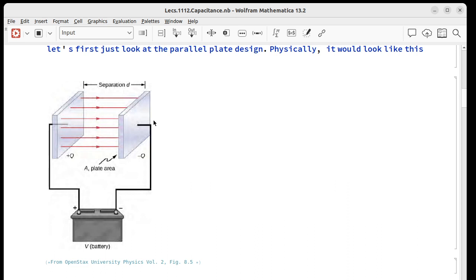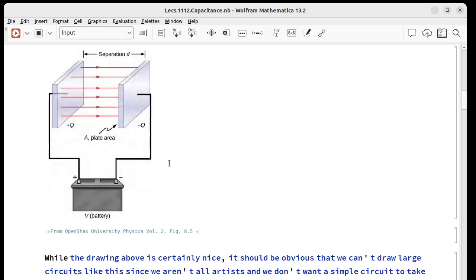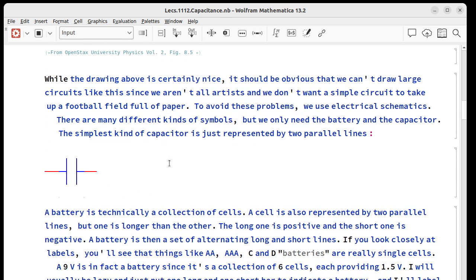So this is a nice drawing here from the book, but we can't draw something this involved and complicated every time we want to show a capacitor on a circuit diagram. So there's a sort of shorthand way to draw them, and it's just two parallel plates near each other like this, connected by these wires. Whenever you see this in a circuit diagram, this means a capacitor.